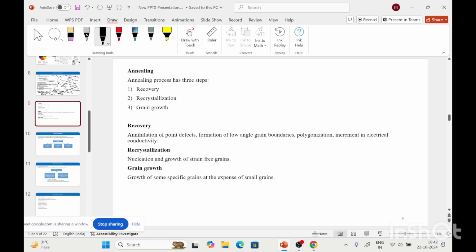Next, after the strengthening and deforming process, the annealing process comes into the picture to recover the previous microstructure or to refine the microstructure further. So the annealing process has three steps. First is the recovery, second is recrystallization, third is grain growth. So the recovery is done to annihilate the point defects and form low angle grain boundaries by rearrangement of dislocation.